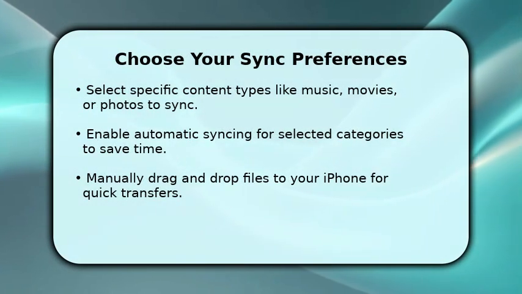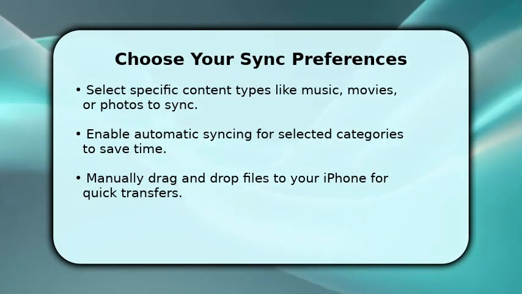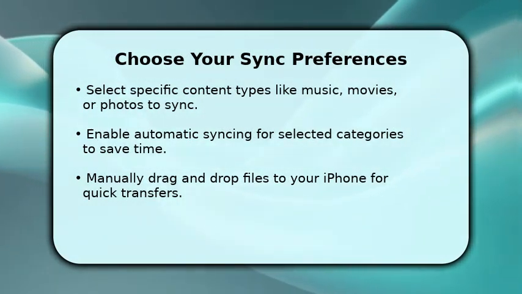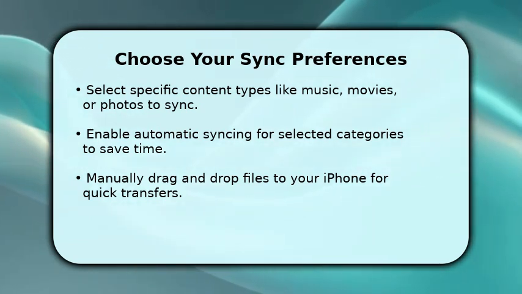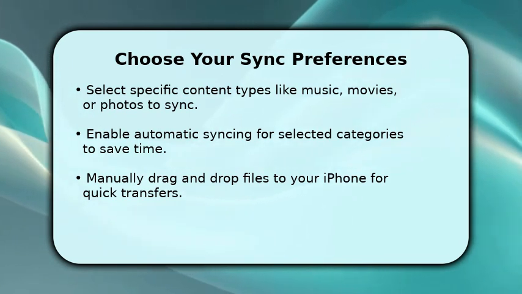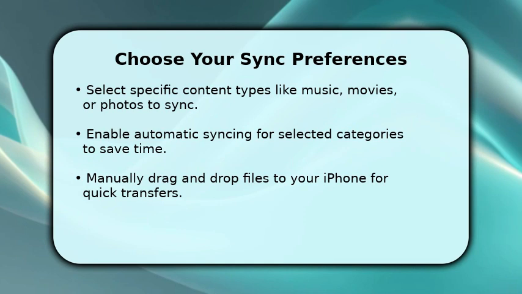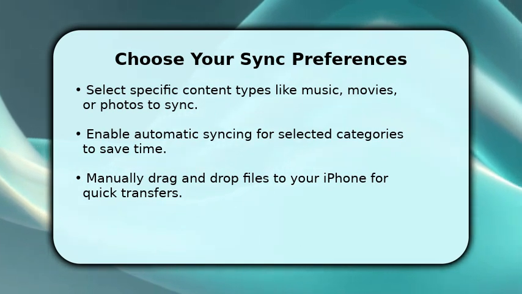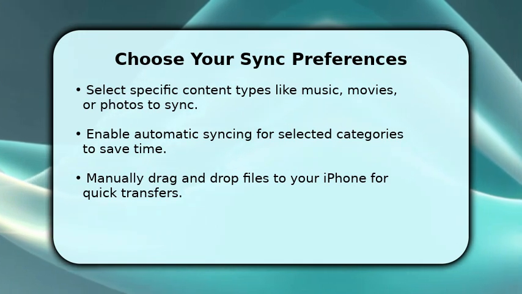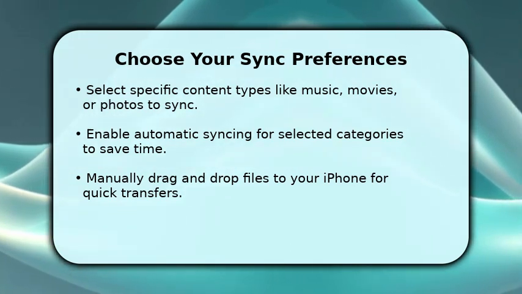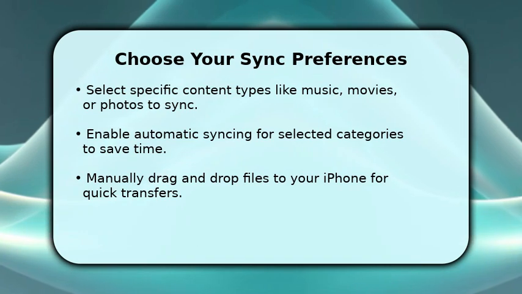After selecting your iPhone in Finder, you'll see various tabs for different content types. You can choose to sync music, movies, TV shows, podcasts, audiobooks, books, photos, and files. Simply click on each tab and select the items you wish to transfer. You can also enable automatic syncing for certain categories, ensuring your content is always current without manual intervention.